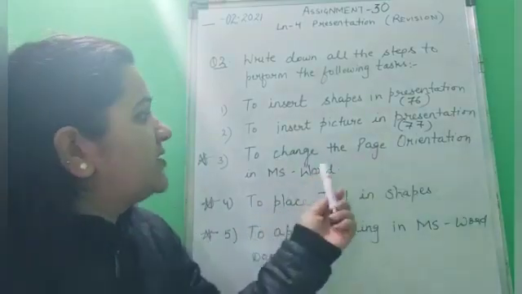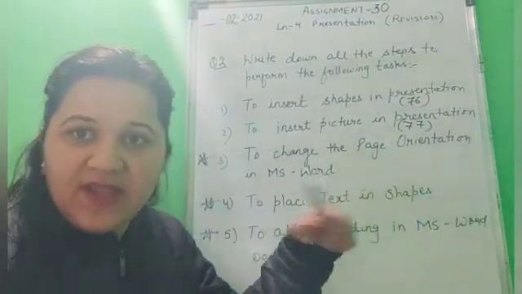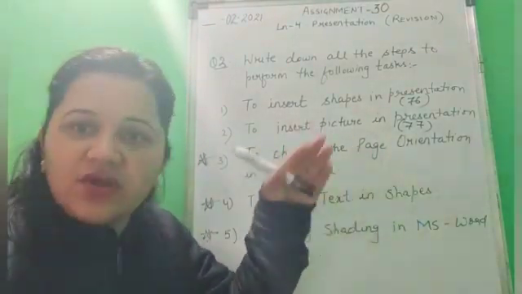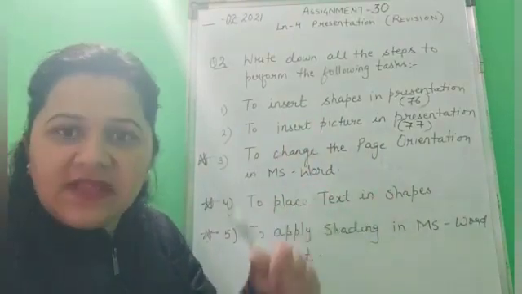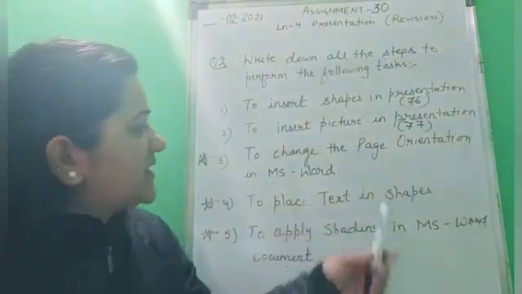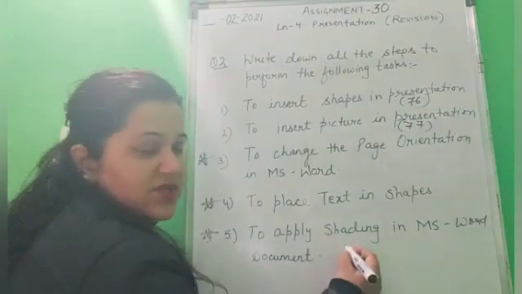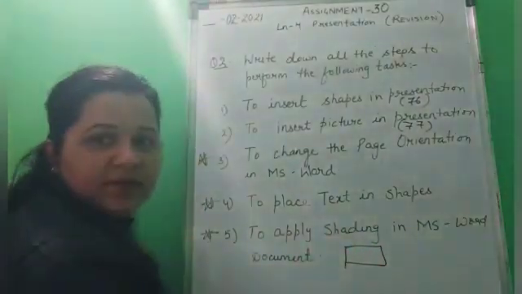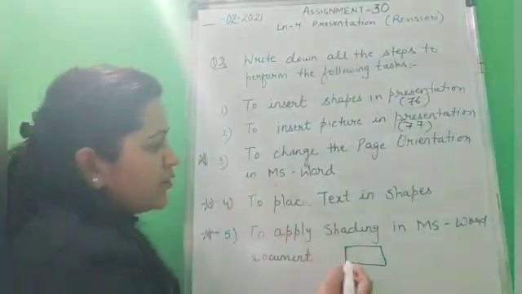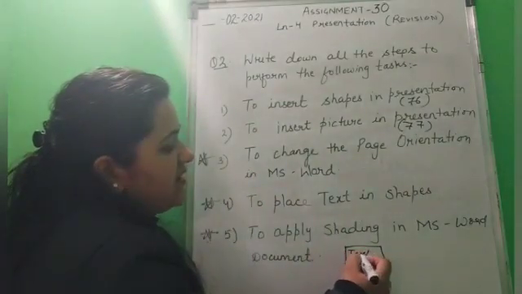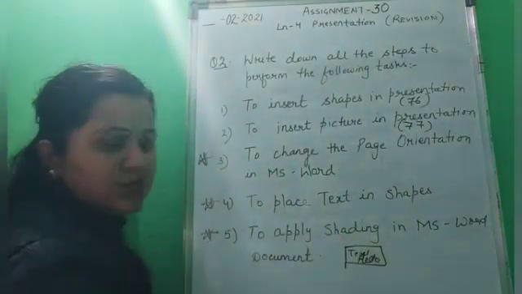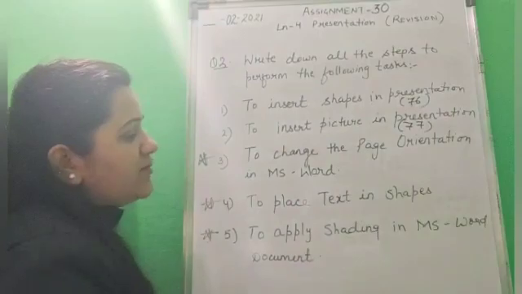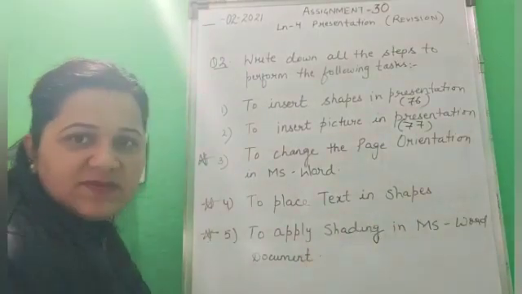To change the page orientation means portrait and landscape. How you can change the direction of a page in portrait and landscape way. Next is to place text in a shape. Suppose you have drawn a shape like this rectangle in an MS Word document, then how you can write text inside it, that hello or whatever text you want to write inside it, how you can perform those tasks, you have to write down the steps.